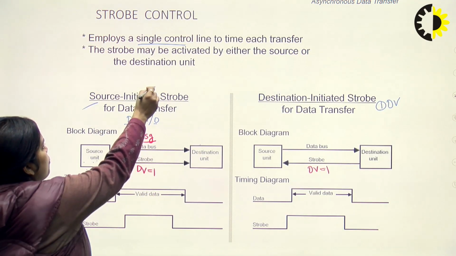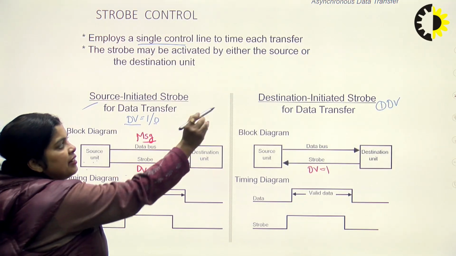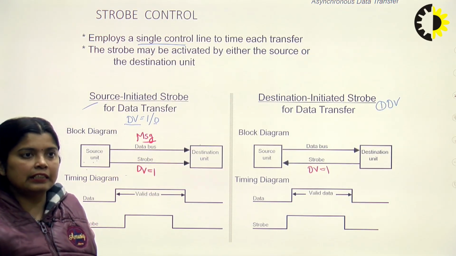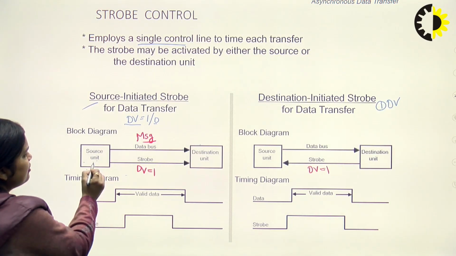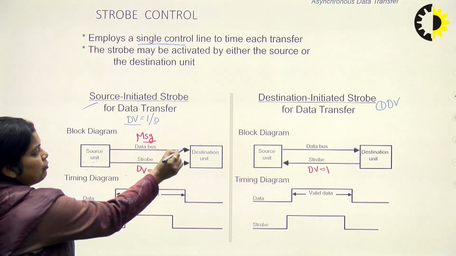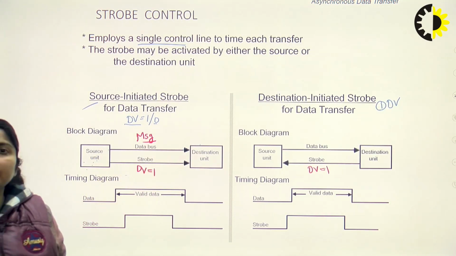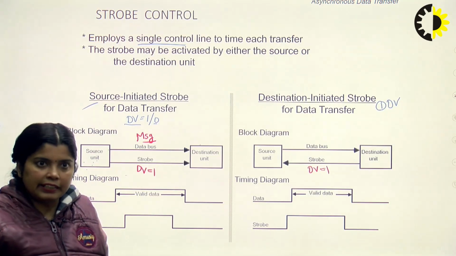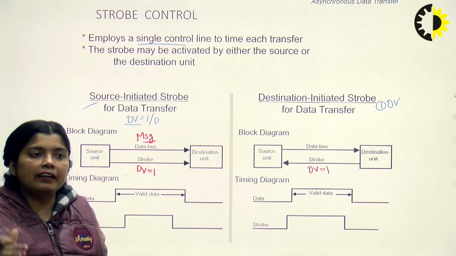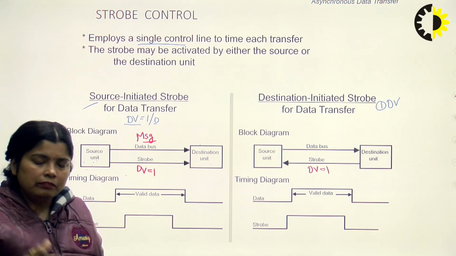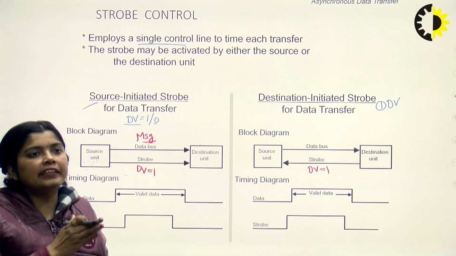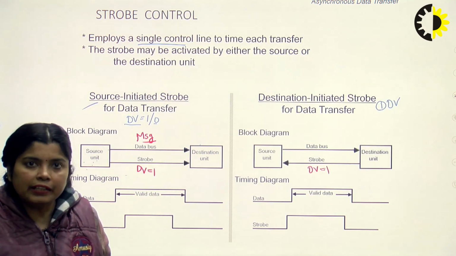Now, Strobe control is of two types, source initiated and destination initiated. First, in the source unit, with the help of the data bus, as you know, buses are also of three types: data bus, address bus and control bus. The data bus is useful to carry the data from one device to another device.